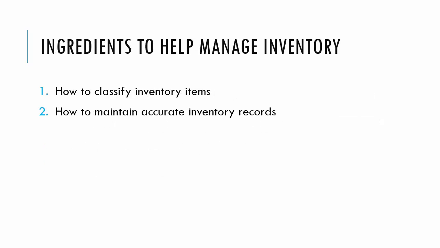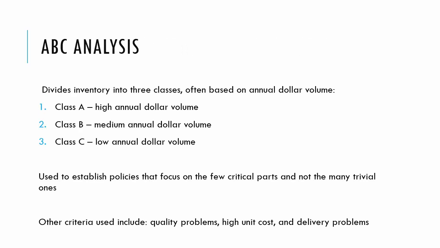There are two ingredients to help us manage inventory. We first have to know how to classify inventory items, and then we also have to maintain accurate inventory records. In order to help classify inventory, we have ABC analysis. It divides inventory into three classes, often based on annual dollar volume. Class A is high annual dollar volume, Class B medium, and Class C low annual dollar volume. After we've separated these inventory items into categories, we establish policies that focus on those few critical parts instead of the many trivial ones.